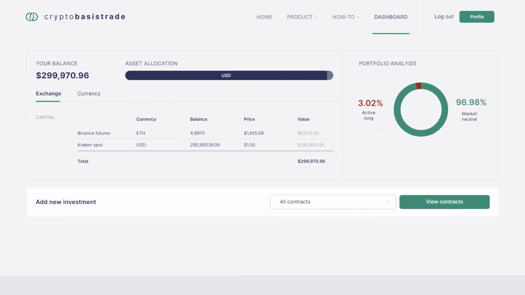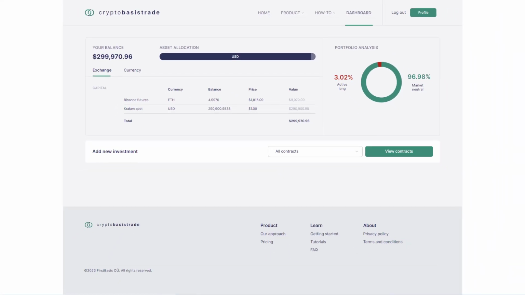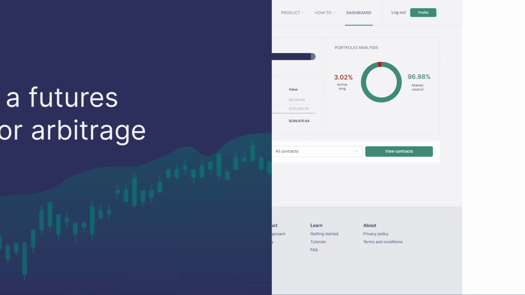We have now made the transfer. You can see in Portfolio Dashboard that the coins are available in our Binance Futures account. The amount of Ether is slightly less due to transfer fees. Next, let's choose a futures contract.